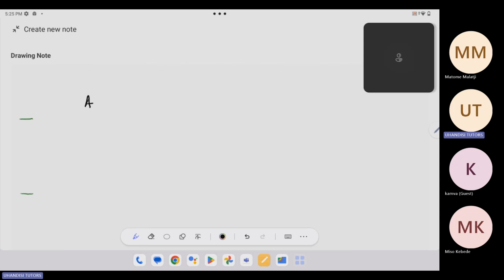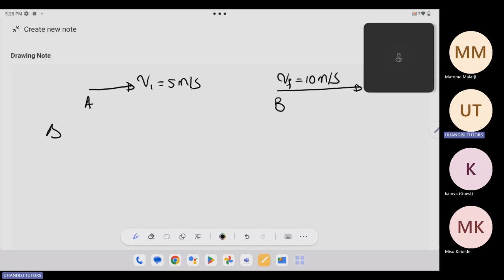Now at point A, this object is moving to the right with an initial velocity of 5 meters per second. But now at point B, the velocity has doubled. The object is now moving with a velocity of 10 meters per second. So the question is, how can we determine the direction of the acceleration? This is what you do. You're going to take this formula. This formula says that your change in v is equal to v final minus v initial. But I can write this equation as v final plus negative v initial.